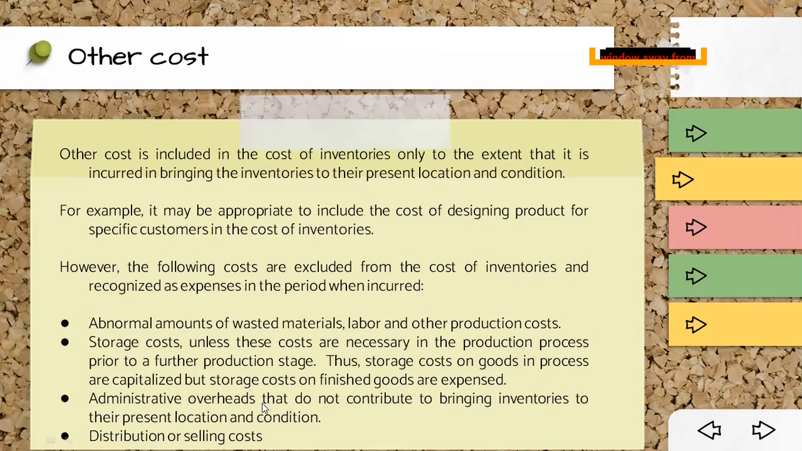Another is administrative overheads that do not contribute to bringing inventories to their present location and condition. So, admin cost na wala namang kinalaman sa pag-produce ng inventory. So, hindi related sa factory, for example. So, hindi siya kasama sa cost ng inventory. Another is distribution or selling cost, mga advertising, mga commission. So, hindi na yan kasama sa cost ng inventory. Expense na yan outright.